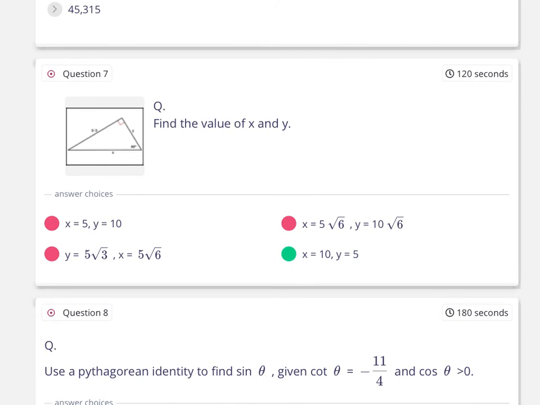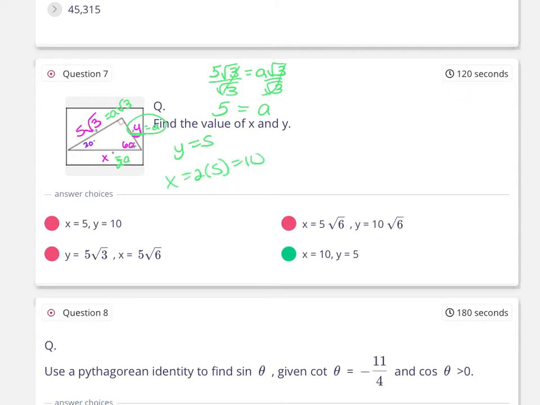Number 7. It's really hard to read that, but across from that 60 is 5 root 3, and then across from the 90 is the x, and across from the other angle is the y. So this is a 30, 60, 90 triangle. In a 30, 60, 90, A is opposite the 30, 2A would be opposite the 90, and A root 3 would be opposite the 60. So if 5 root 3 equals A root 3, and I divide both sides by root 3 to isolate the A, I get A is 5. So that tells me that Y is 5, and X is 2 times 5, which is 10. So X is 10, and Y is 5.